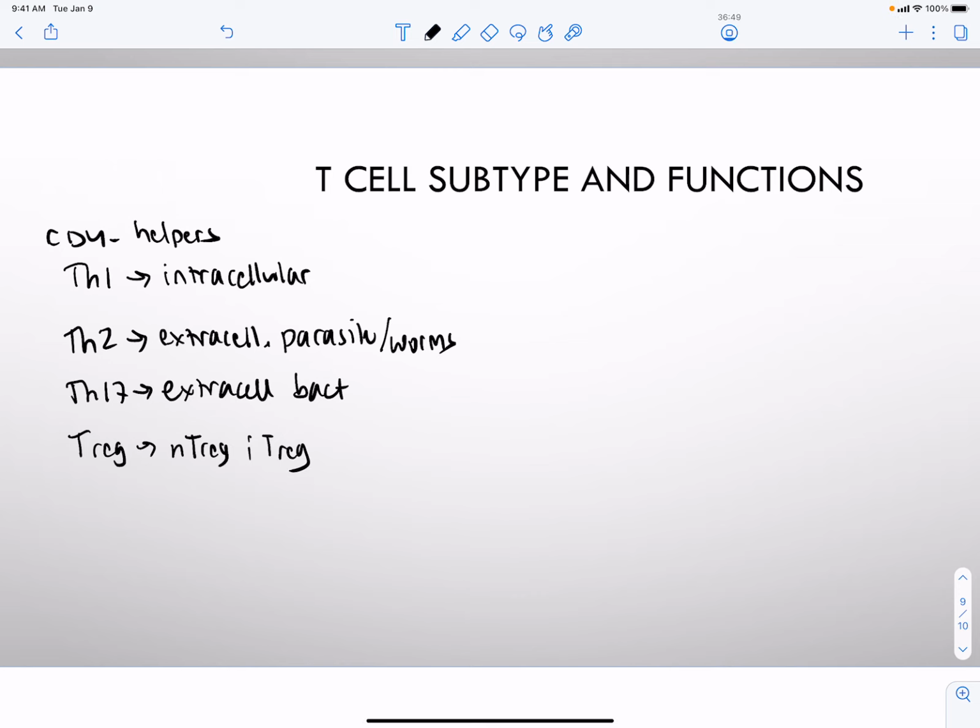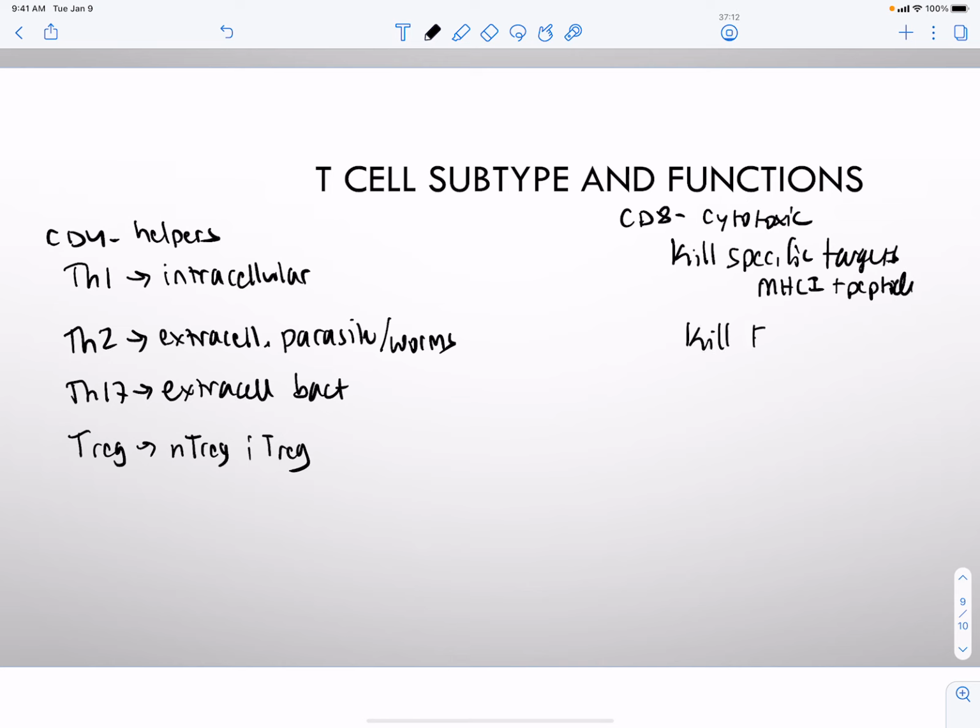And then for our CD8s, these are cytotoxic. So they're going to kill specific targets. So this is MHC1 plus peptide. And they can also kill FAS expressing cells, similar to like an NK cell.